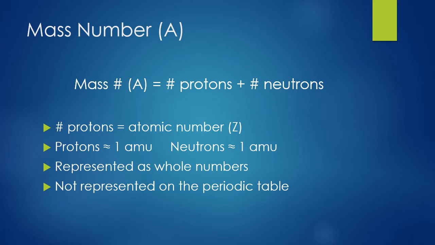Next, let's look at mass number. Mass number is a number that's not represented on the periodic table. We're going to calculate this by adding the protons and the neutrons together. Remember that table that we looked at previously, protons were worth 1 atomic mass unit and neutrons were also worth 1 atomic mass unit. So if we know the number of protons and neutrons, we can just add those together to get the total mass number.